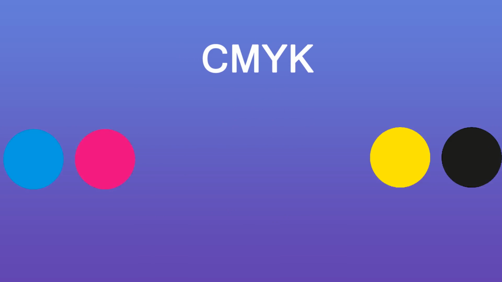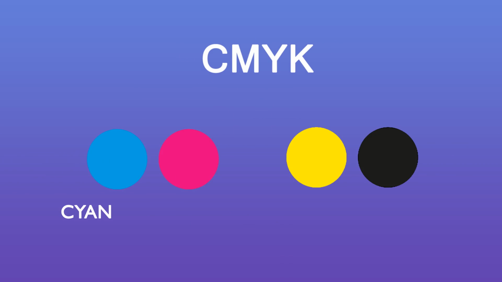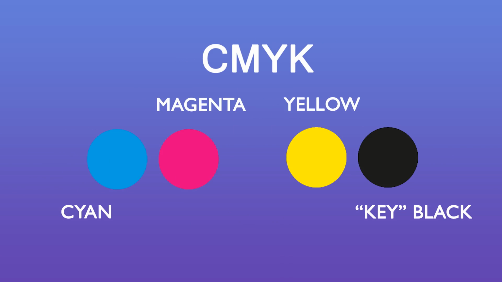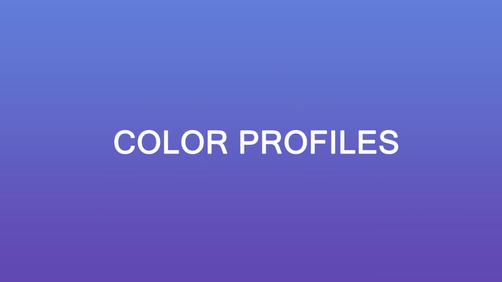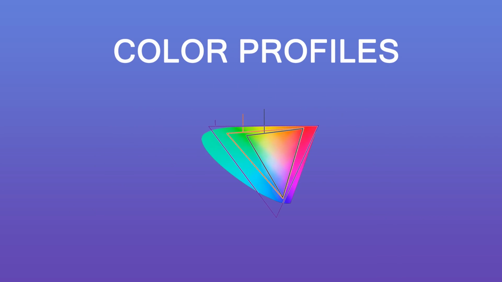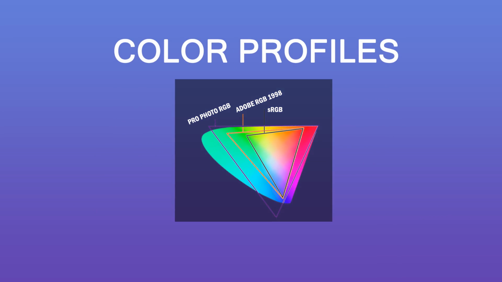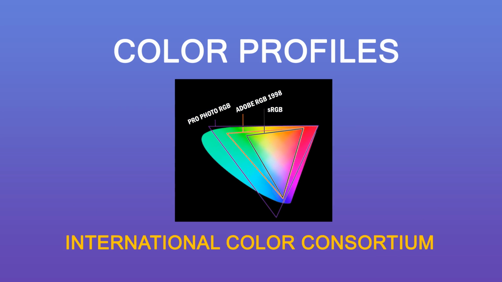CMYK, a color model that stands for cyan, magenta, yellow, and key black. It's also a process that suits printing well as colors are preserved and presented better. Color profiles, colors resulting from applications, printer, or devices. Adobe, along with Apple and other companies, has proposed an industry standard for device-independent colors that is now known as ICC, International Color Consortium.